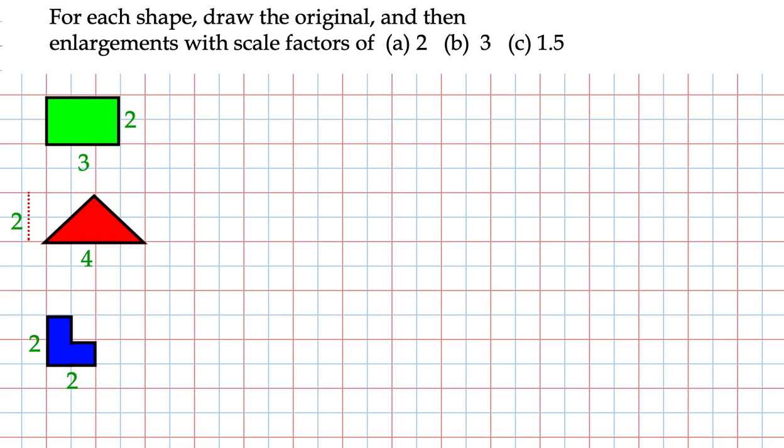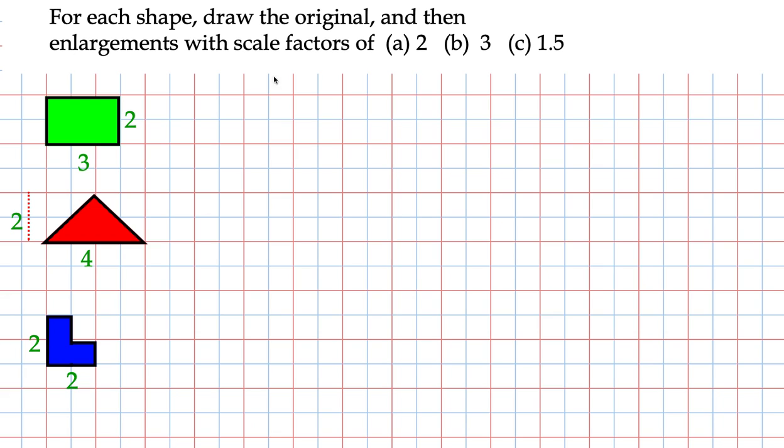Okay, so the way you do that, I'm just going to do a quick guide here. This rectangle here is 3 boxes long, 2 boxes high. Now you can do it with centimeters. If you don't have squared paper, you can do it on plain paper using centimeters, or you can print off a sheet from the internet of a grid.